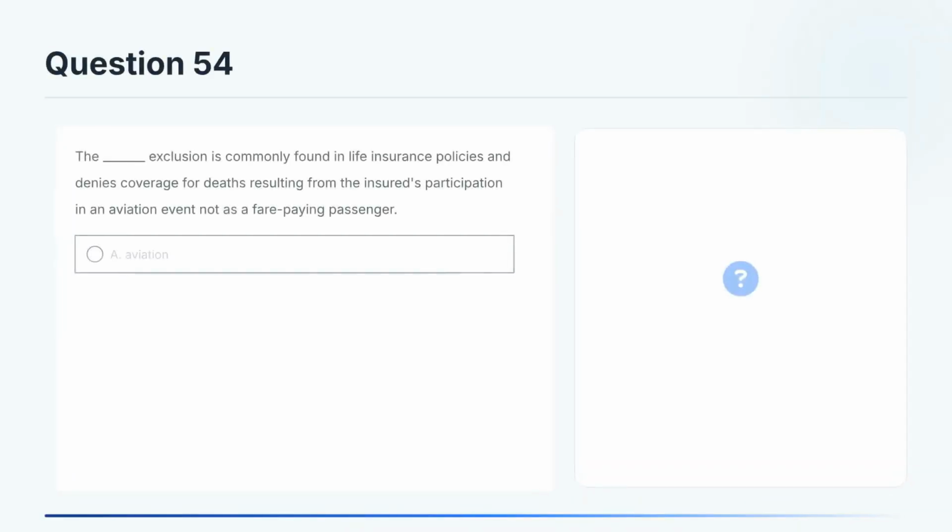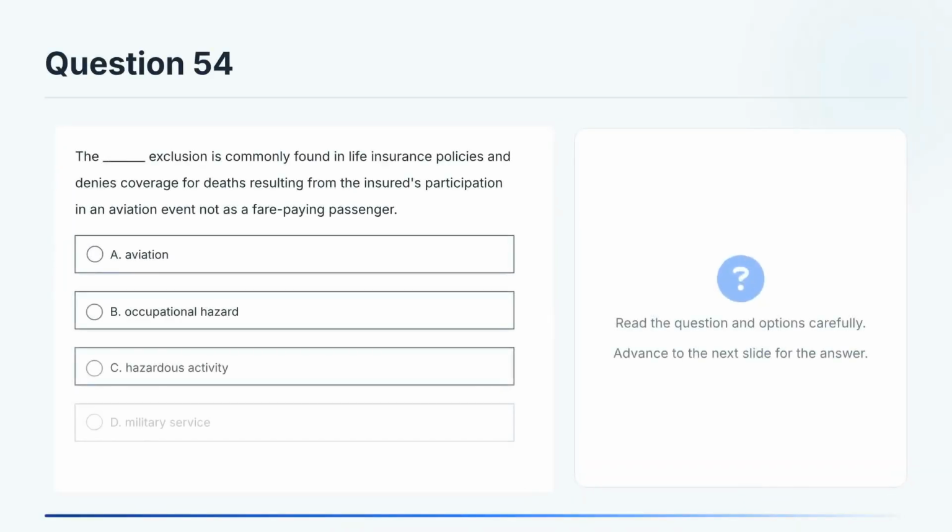Question 54. The blank exclusion is commonly found in life insurance policies and denies coverage for deaths resulting from the insured's participation in an aviation event not as a fare-paying passenger. A. Aviation. B. Occupational hazard. C. Hazardous activity. D. Military service.